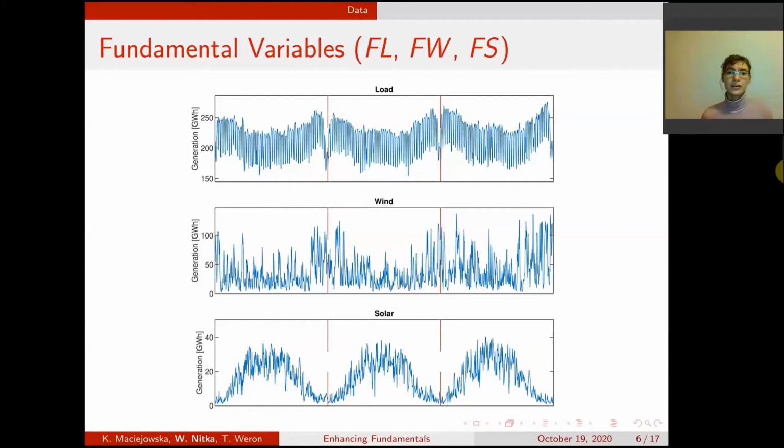I can also show the time paths of the fundamental variables, the load, wind, and solar, all of which exhibit some randomness and yearly seasonality.